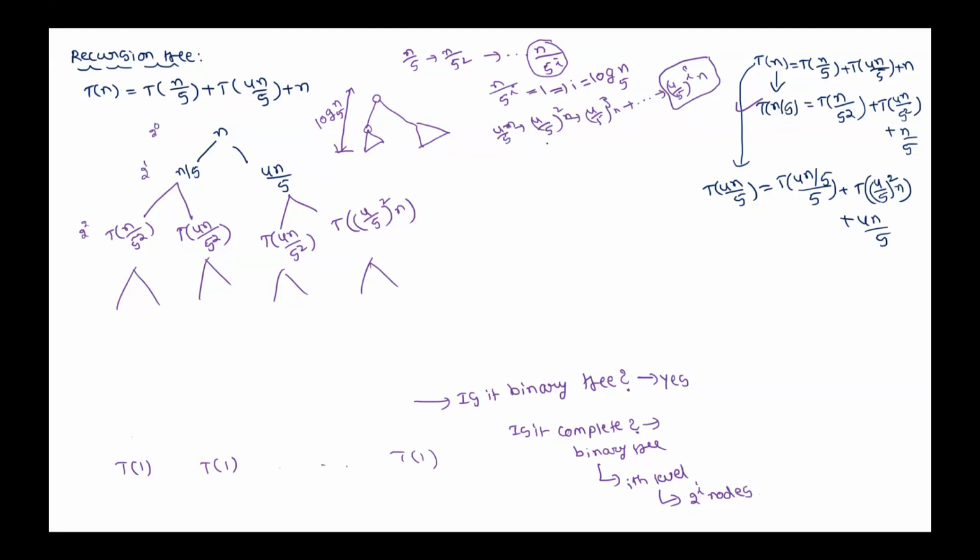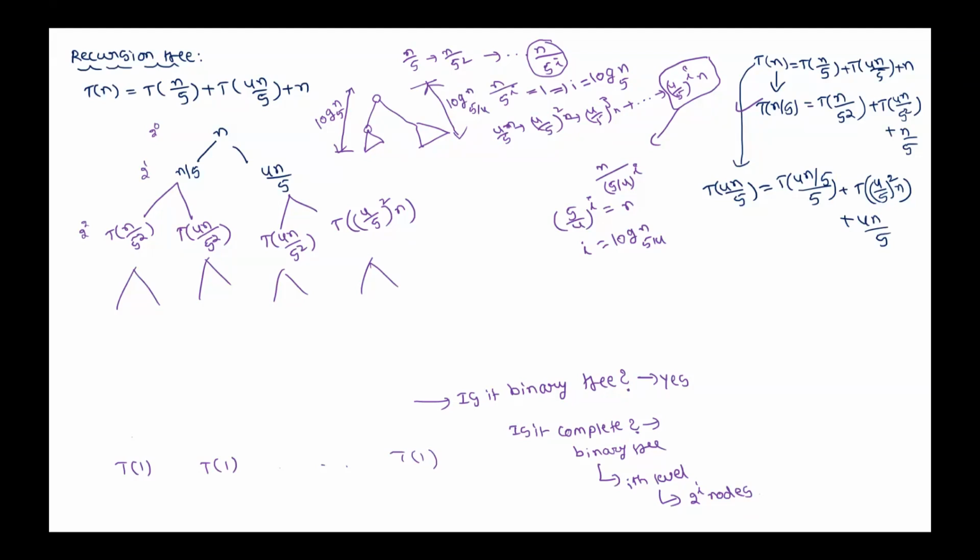Is that okay? This same value we can write as n by 5 by 4 power i. Is this correct? So that means 5 by 4 power i should be the same as n. Then this entire value becomes 1. That means what is i? Log n base 5 by 4. So that means one side height is log n base 5 by 4.